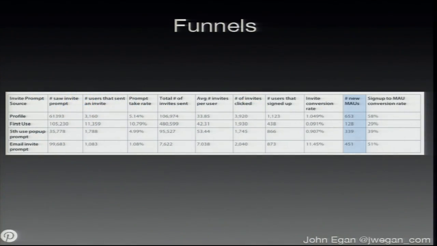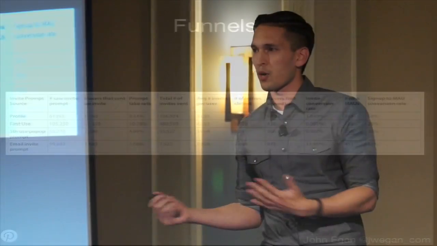And you can see, for instance, for the first use, it's responsible for generating a huge number of invites, but at the end of the funnel, it's not actually adding that many new users. Whereas the profile prompt generates fewer invites, but at the end of the funnel is getting you more users because it has a much better conversion rate. And so by breaking down metrics, you can start to really understand what's working for you and what's not. You can start to understand where the problem areas are and what you can do to fix them.